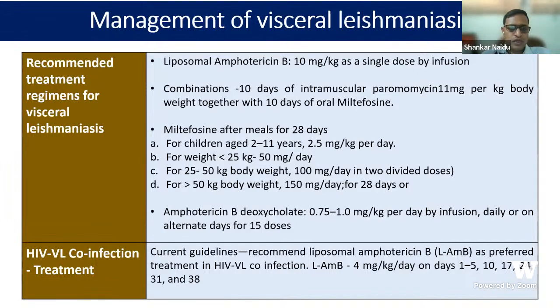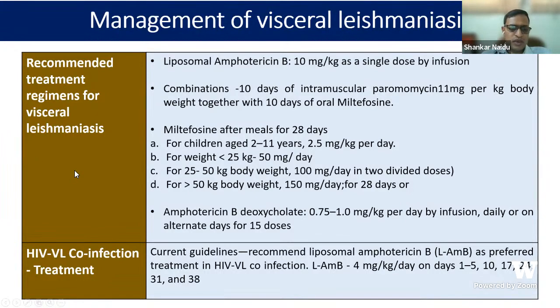If liposomal amphotericin B is not available, we can still use the conventional amphotericin B deoxycholate at a dose of 0.75 to 1 milligram per kg, for a total of 15 infusions. We can give them either every day or on alternate days, to be finished within 30 days.